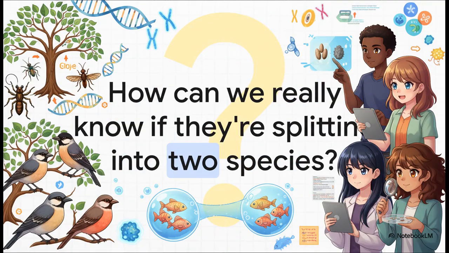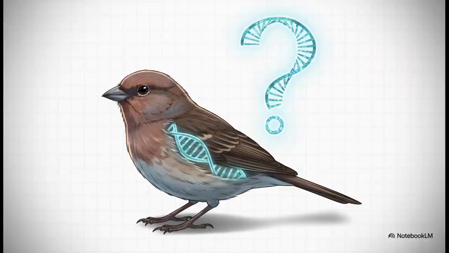And this is the moment where students realize there's a huge gap in their evidence. They've watched the bird's behavior, they've measured their traits, but none of that is enough to answer this new, more sophisticated question. How can we really know if they're still interbreeding or if they've already started that journey of splitting into two separate species? And that sets up the absolute perfect cliffhanger.